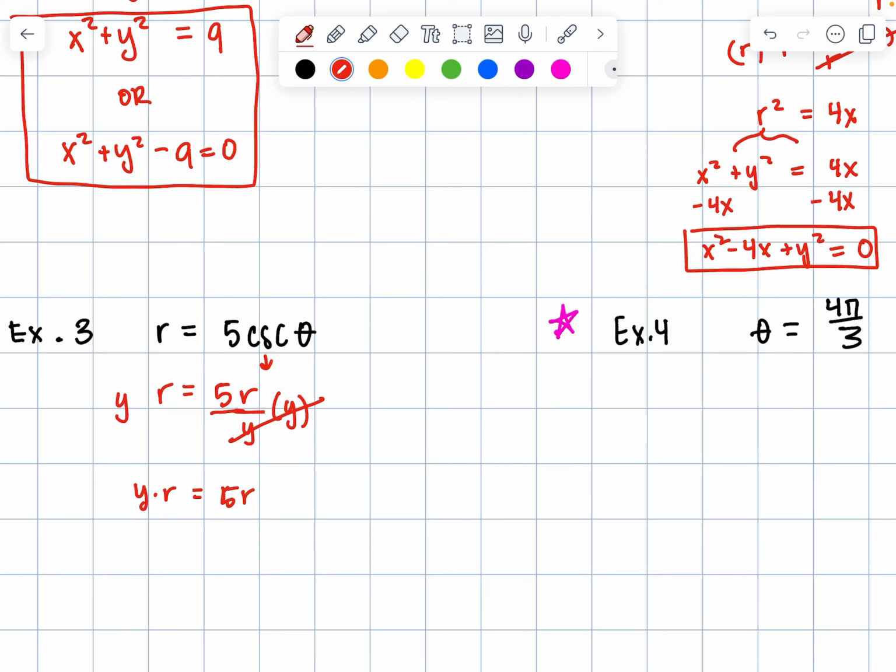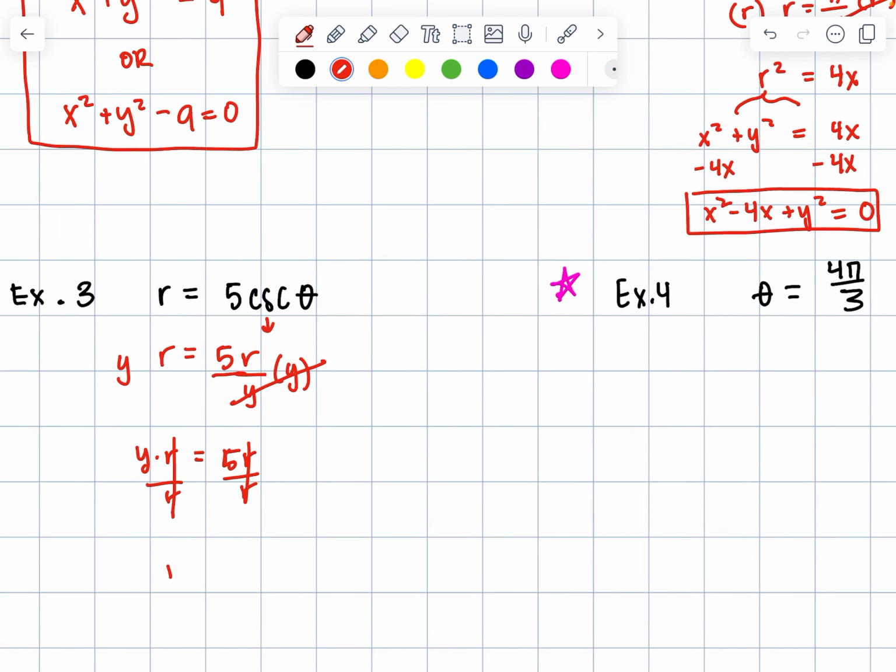Now, what happens here is this. If we divide both sides by r to bring them to the same side, what happens to the r's? The r's actually cancel out this time. And we actually don't have an r anymore, which is fine because we're trying to get rid of the r's anyway. We get y is equal to 5. And isn't this a linear equation? Absolutely. y is just by itself. There's no x in this particular problem, and that's okay.